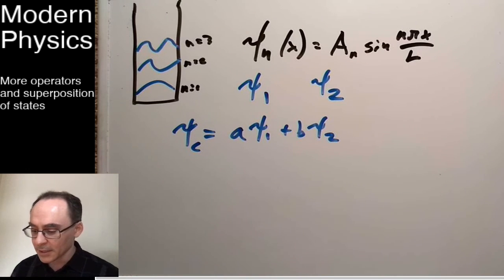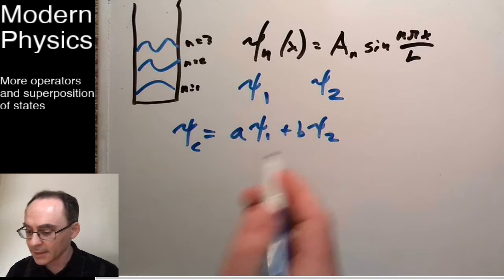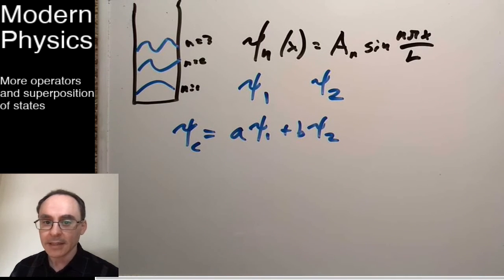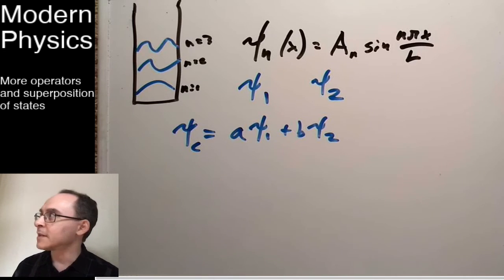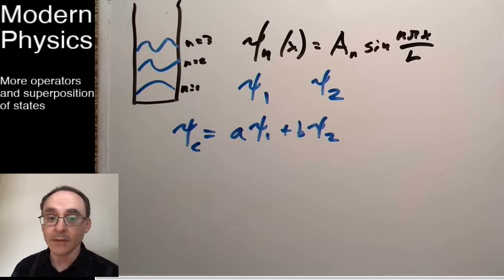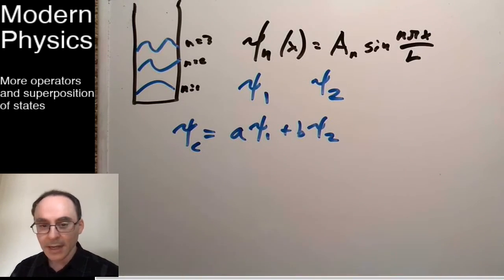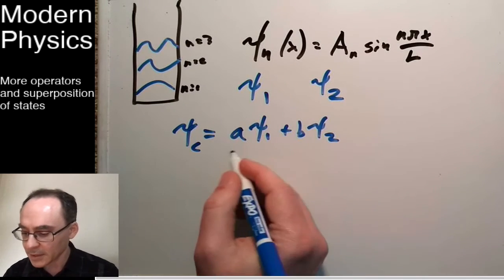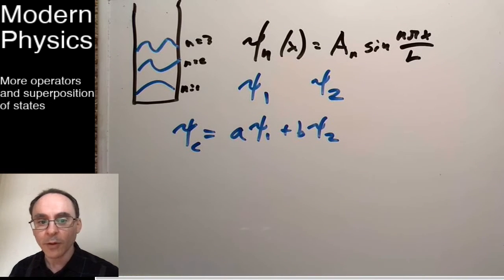Now, the interesting thing is that this is a sum of states. It's a superposition of states with two different energies. So that means if you do a measurement that actually requires a specific value of the energy, then you're going to have to get one or the other. And that's where these things come in, and we can compute probabilities.